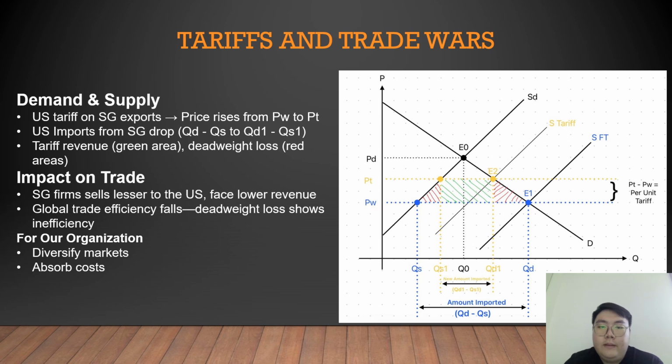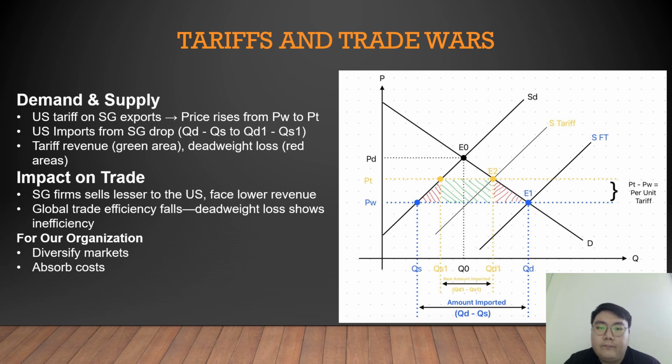Now, when the US imposes a tariff on our exports, it acts like a tax, shifting the supply curve up to S tariff, raising the price of products to PT. The new equilibrium is at E2. At this higher price, US demand falls to QD1, and domestic supply rises to QS1. So US imports from Singapore drop from QD minus QS to QD1 minus QS1, which shows that there are fewer imports from Singapore.